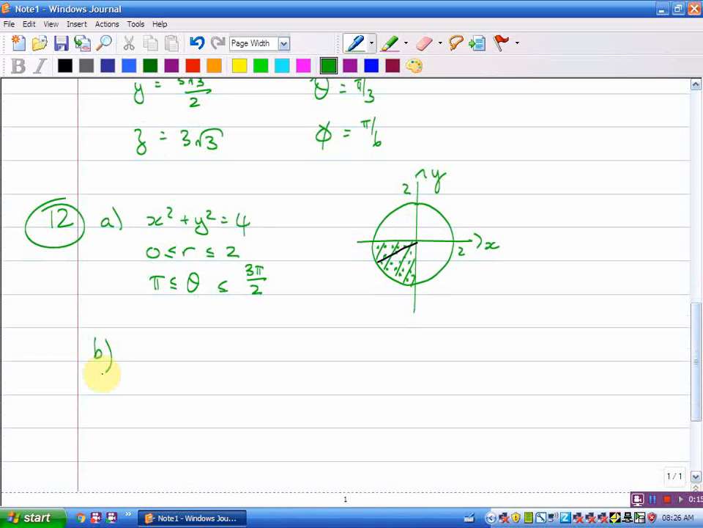That was 12A. 12B, a little bit trickier. The region inside the upper semicircle of x squared plus (y minus 1) squared equals 1. So let's draw that. That is a circle of radius 1, centered at the point (0, 1). So when I draw the picture, it's going to look like that, and we're just interested in this top half.